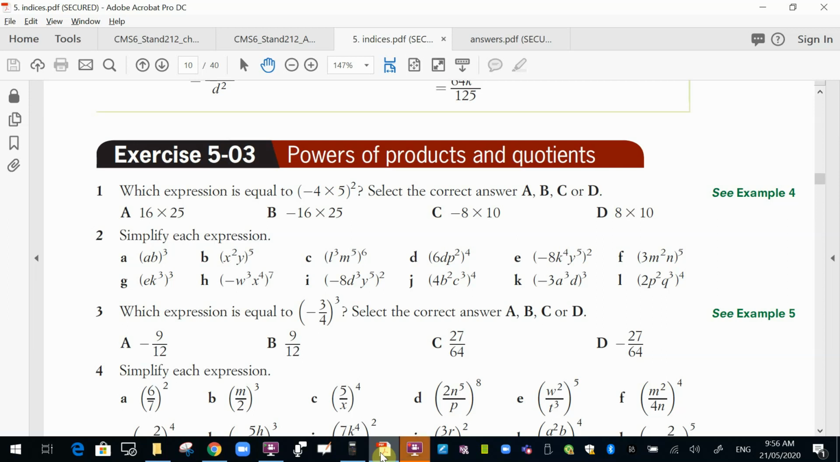Hello everyone, and welcome to a session on how to do powers of products and quotients. So let's deal with the title first. And we have the idea of products, just to remind you, is multiplying and quotients is dividing.